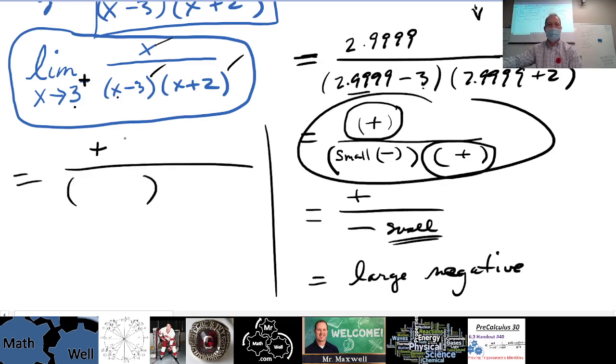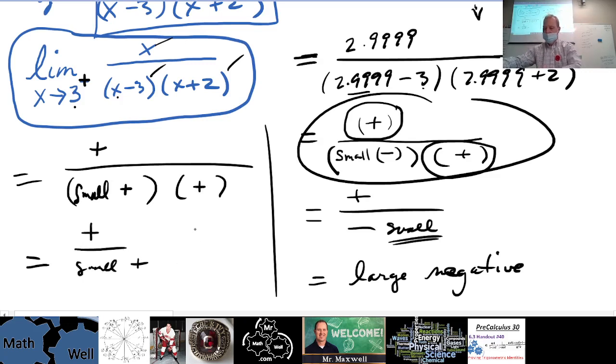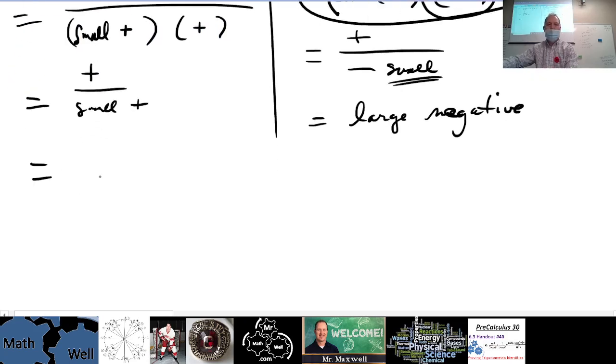What happens to this factor? Well, this is going to be very small, because it's going to be close to 3, but it's going to be a very small positive. You see that? And this is just going to be a regular old positive number. So a positive divided by a very small positive means that we are going to have a very large positive number.